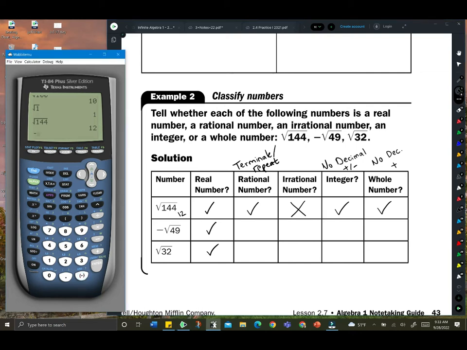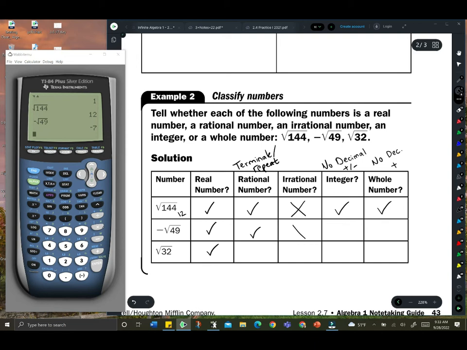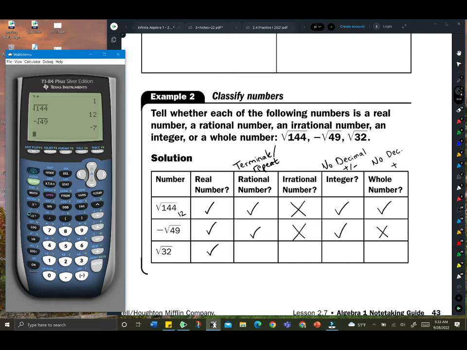Square root of negative 49, that's negative. So square root with the negative of 49, it's a real number. It is rational. It is not irrational. It is an integer. It is not a whole number because it is negative.